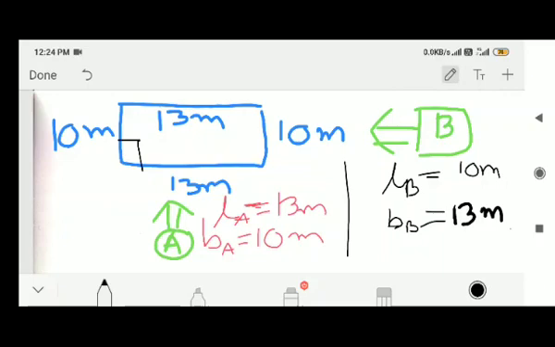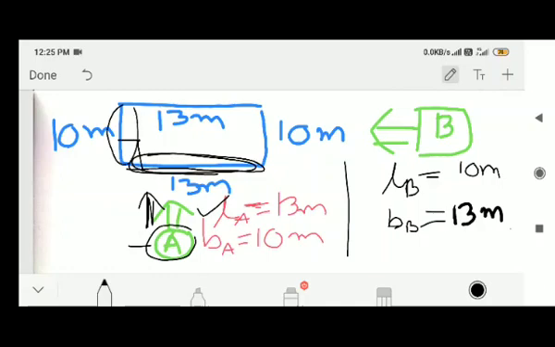So how do we know what is length and what is breadth? Let one student A be sitting here, and he is seeing the rectangle in this direction. A can see this 13 meter side first. So the side A sees first is the length for A, and the side he cannot see first is the breadth.